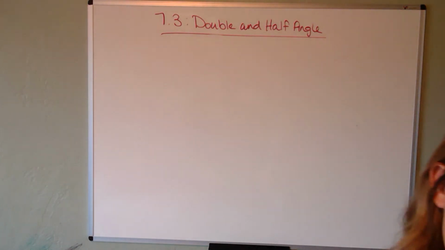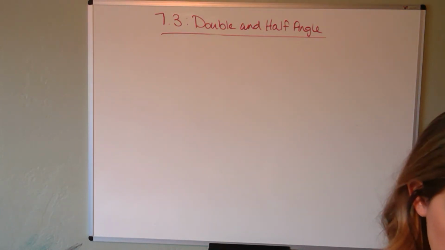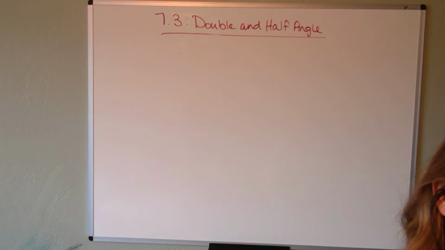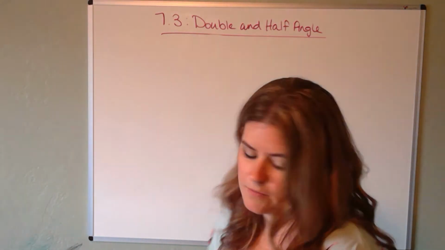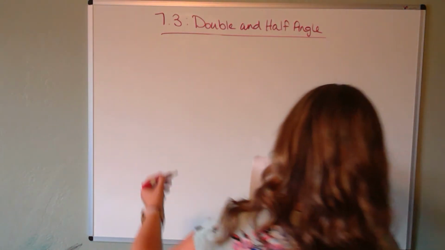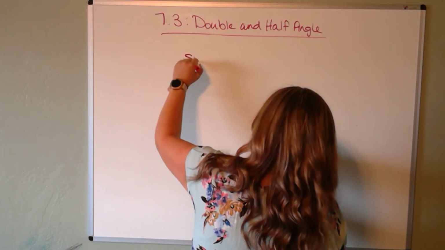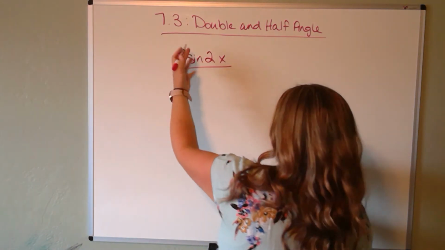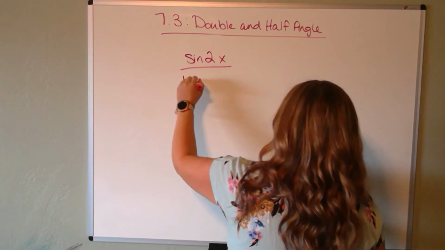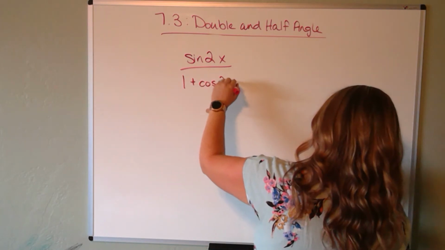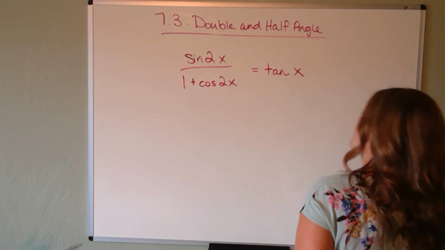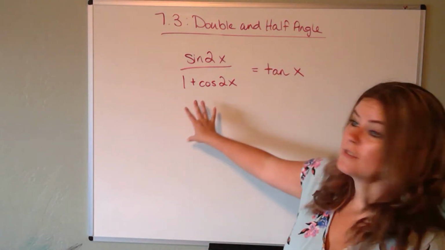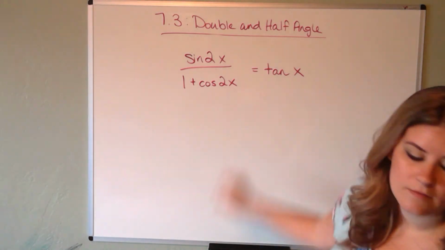So I do want to prove one more identity for you before we move on to the half angles, because this one was a little more complicated, so I want to do it with you. All right, so on this one I have sine 2x, so there's a double angle right there, over 1 plus cosine 2x equals tangent x. So I have to prove this is true. I'm obviously going to work this side and leave tangent the same.